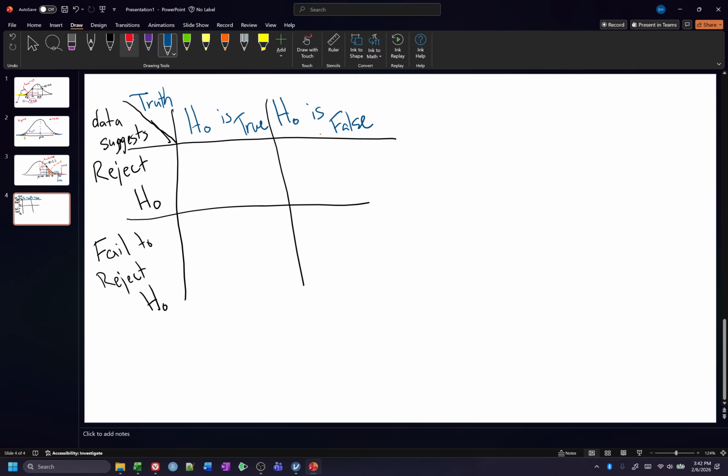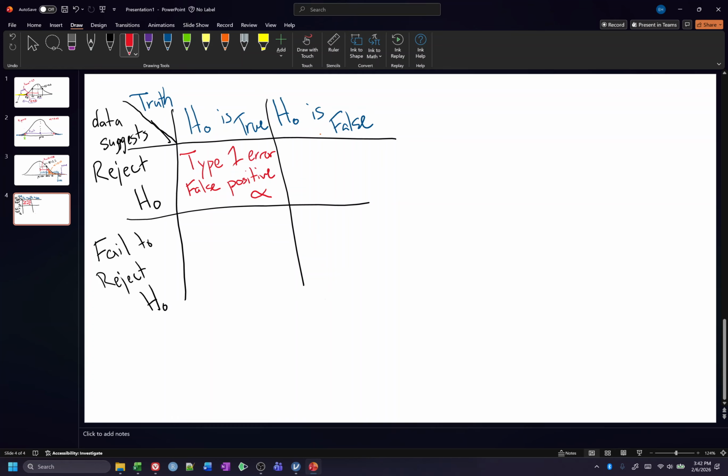If we reject the null hypothesis when the null hypothesis is true, we have made what's called a type 1 error, which is a false positive. We're saying that we have found significant results when really there are none, and this is indicated by alpha. It's an error that we make when we reject the null hypothesis. Unfortunately, we never know if we've made a type 1 error or not. It's something that we simply are not aware of.